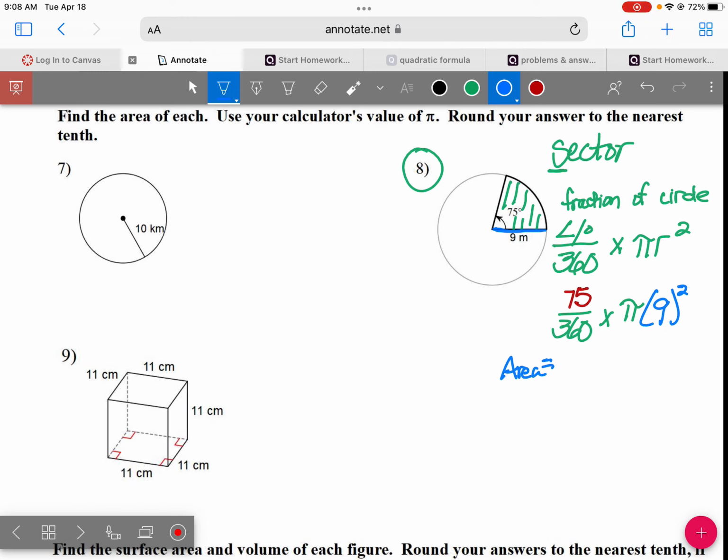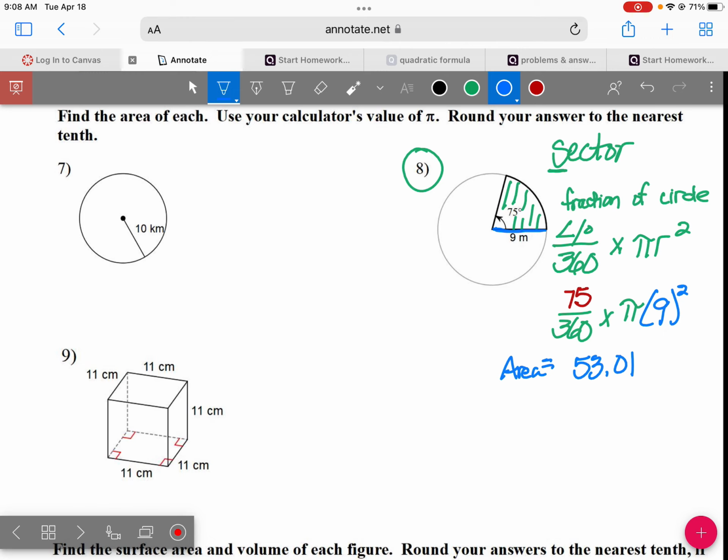Anyone? 67. Too high. 53.01. So try again. Now, it says round to the nearest tenths place.